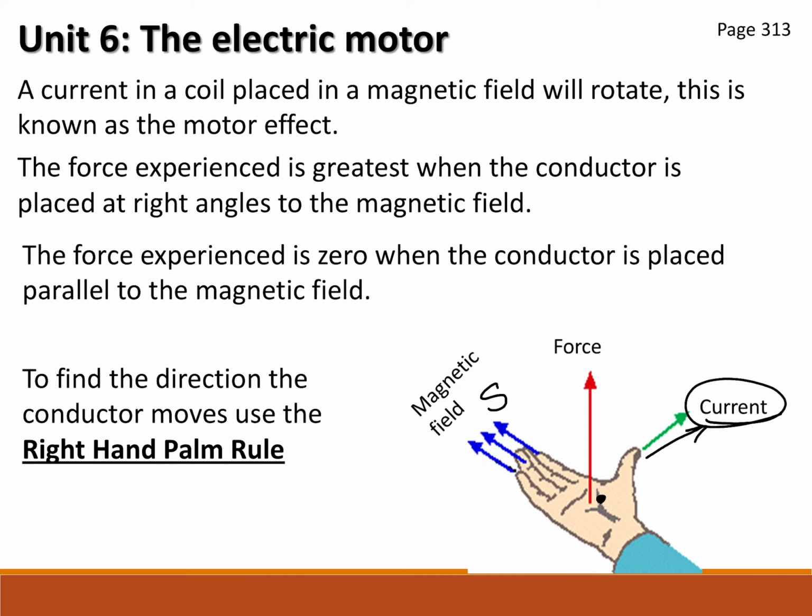Okay, so there's an interaction between the magnetic field created by the current in the coil and the magnetic field itself from the magnet that we have it in. As a result, the coil will turn, and this is the motor effect. So this is quite important.